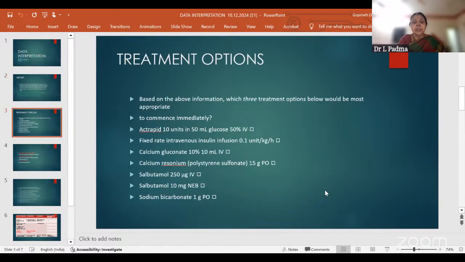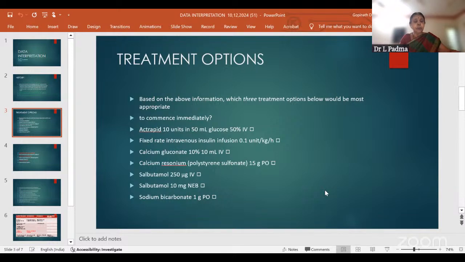Okay, now the treatment options. Based on this information, what can we do? The problem here is not with hypertension, but with HbA1c and potassium. These are the two problems we are encountering here. So based on this, what all can we commence? Can we give Actrapid? What should we do here? We have to decrease potassium levels and we have to start maintaining his HbA1c. These are the two main areas we have to think of, isn't it?